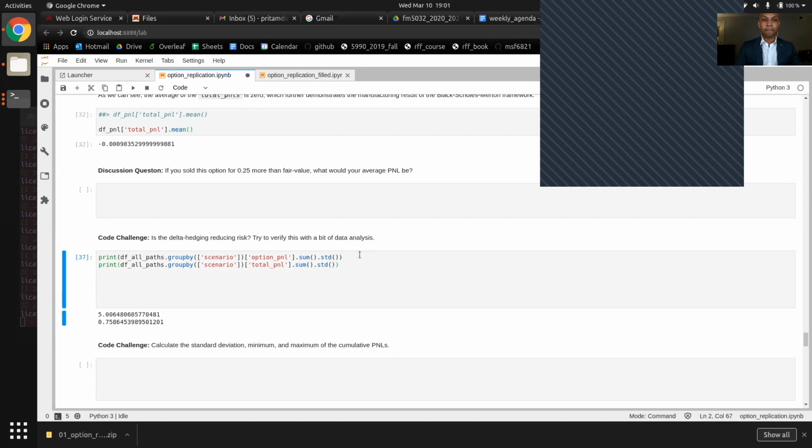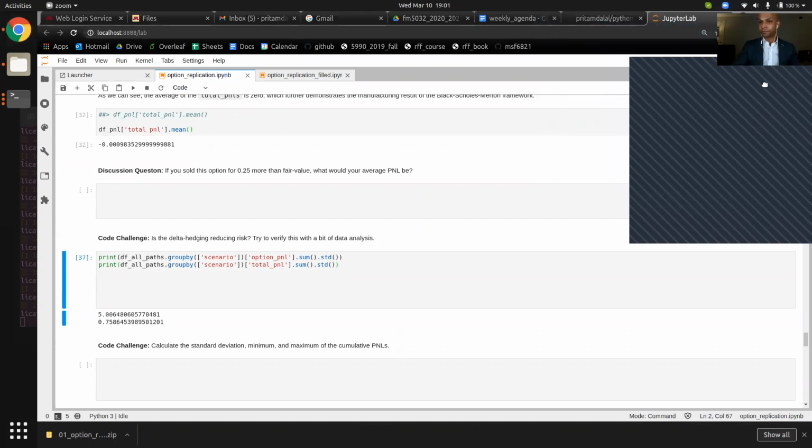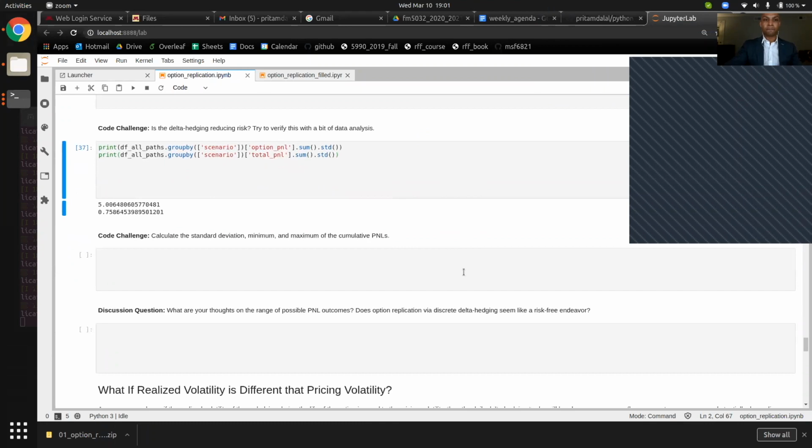So delta hedging is certainly reducing risk. You have far less P&L variability delta hedging than not delta hedging, but there's still variability, as I keep hammering on.